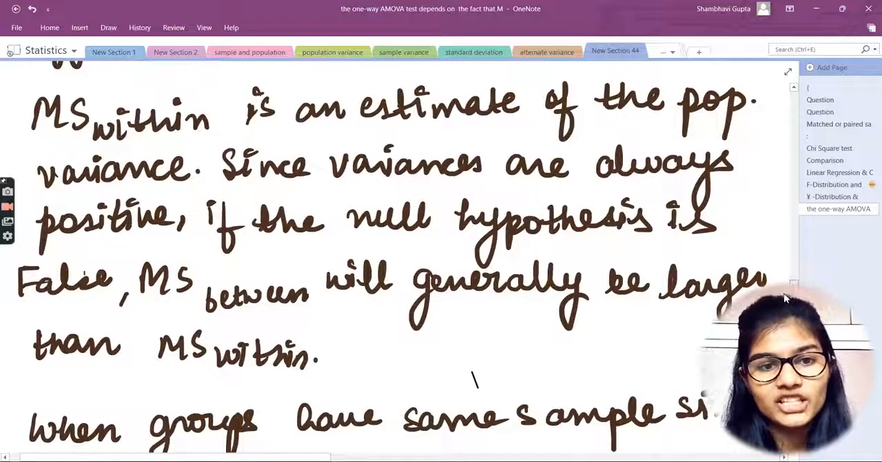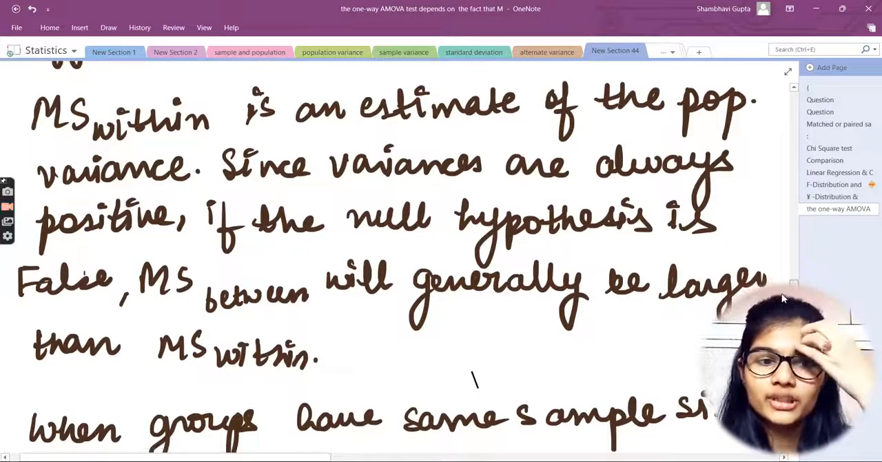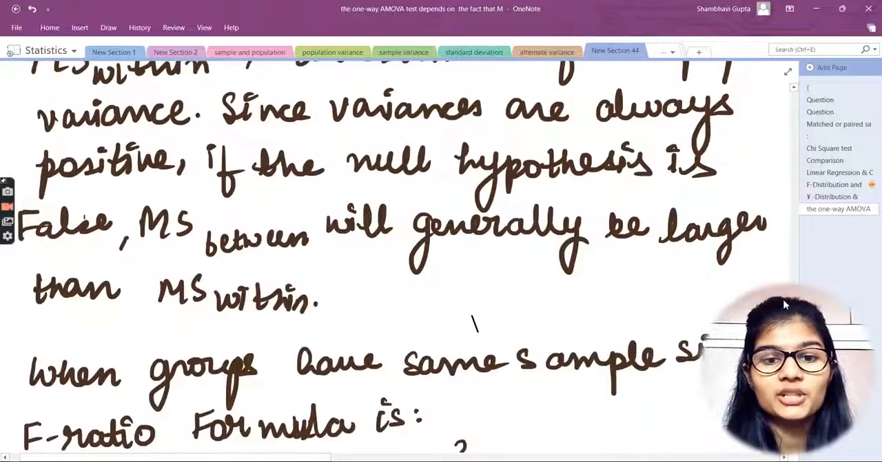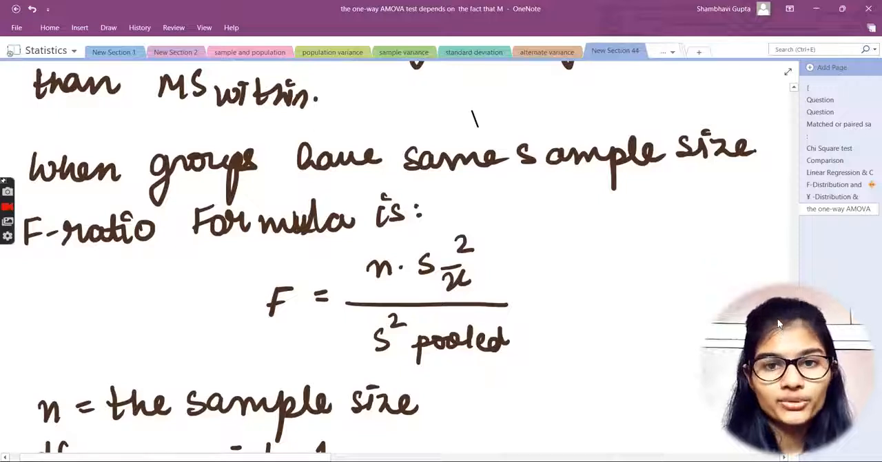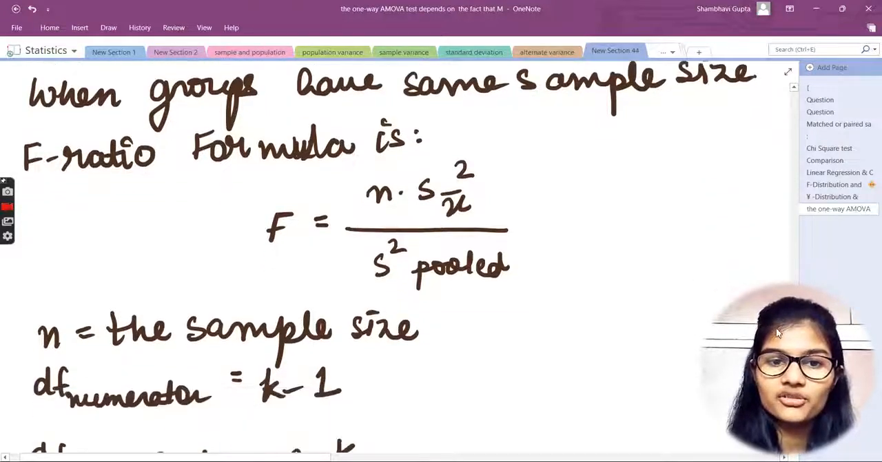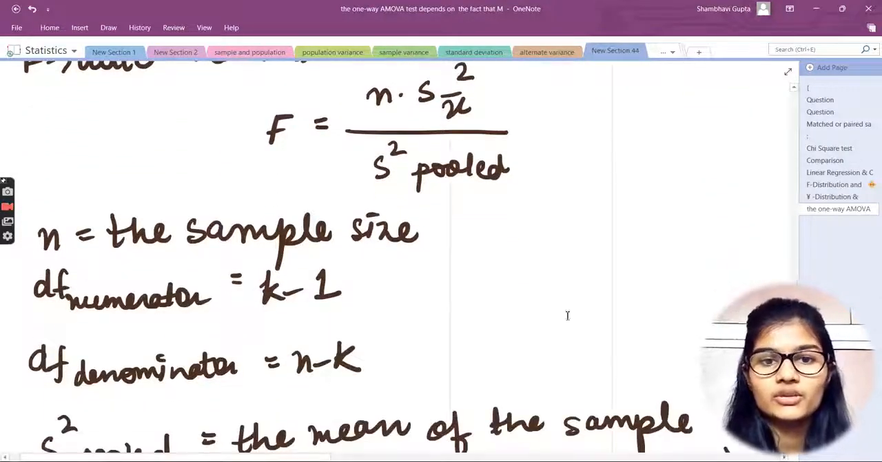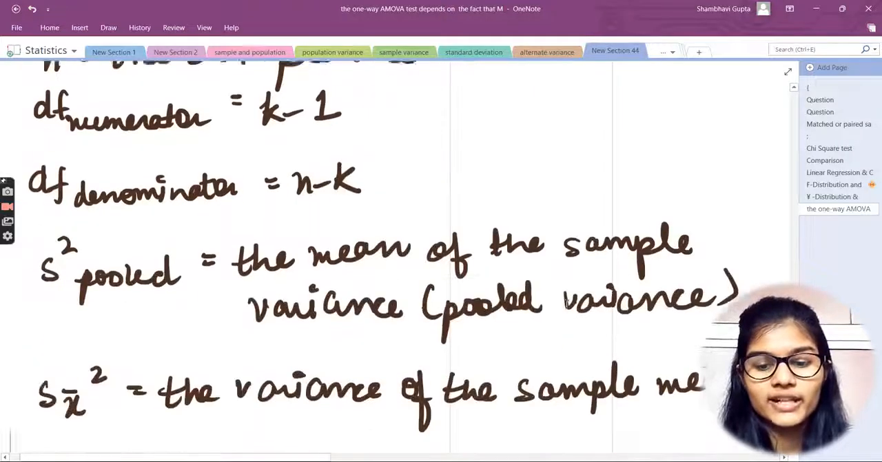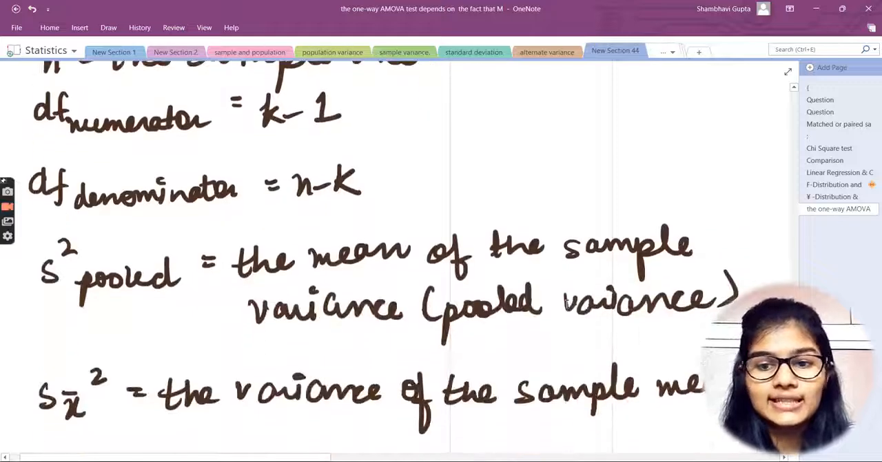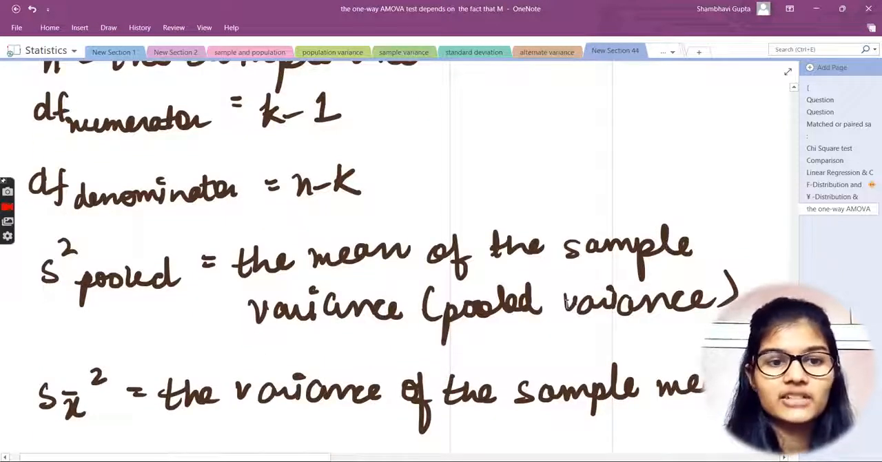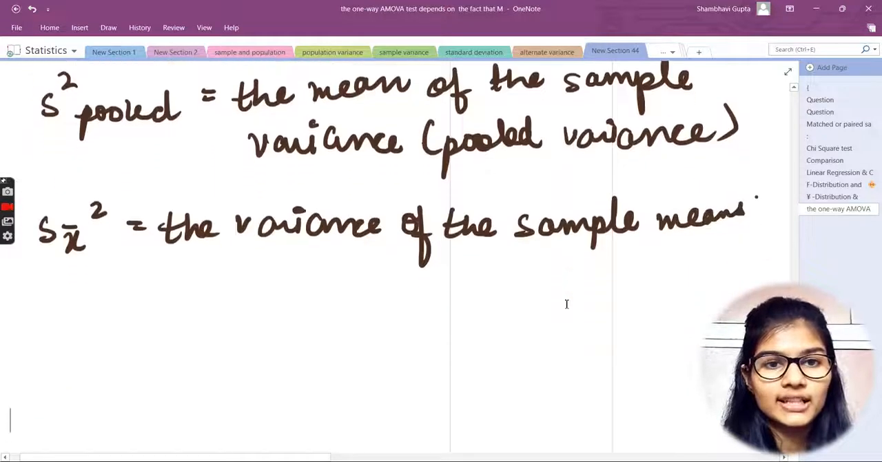Since variances are always positive, if the null hypothesis is false, then MS between will generally be larger than MS within. When the groups have the same sample size, the F ratio formula is F is equal to N into S x bar squared divided by S squared pooled. What is N? N is the sample size. DF numerator is K minus 1. DF denominator is equal to N minus K.